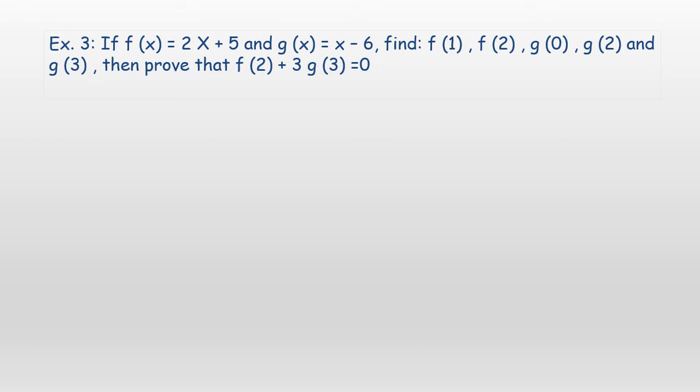Another example: if f of x equals 2x plus 5 and g of x equals x minus 6, find f of 1, f of 2, g of 0, g of 2, and g of 3. Then prove that f of 2 plus 3 g of 3 equals 0. We do this by substituting for x in our functions f of x and g of x.